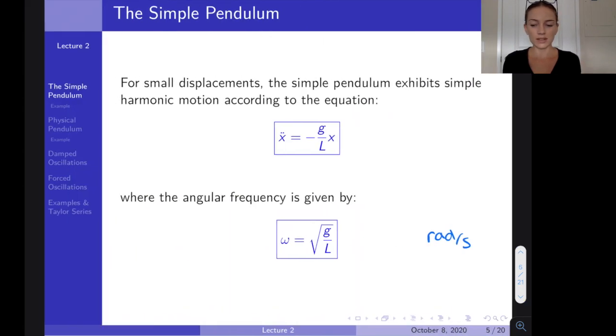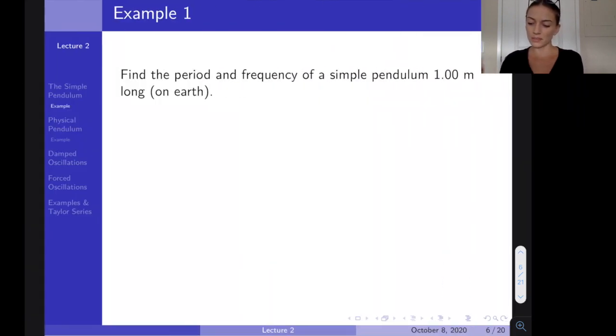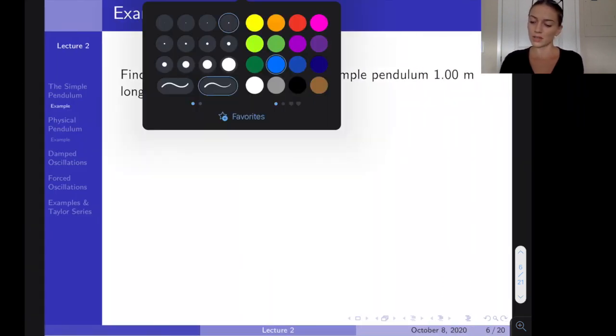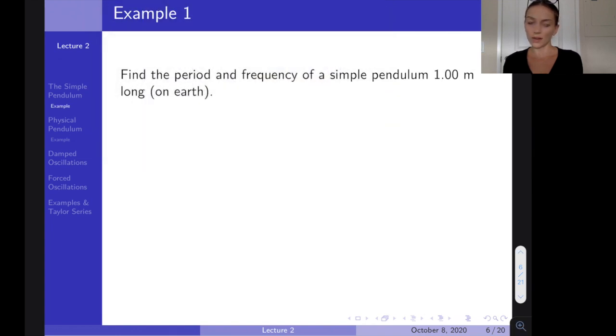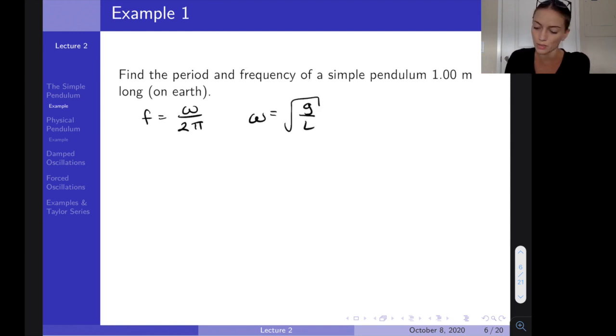All right, so let's just do a very simple example with our simple pendulum. We want to find the period and frequency of a simple pendulum that's 1 meter long on Earth. So the period and frequency, it might be a little bit easier to do the frequency first. So remember, the frequency is omega over 2 pi. And here omega is the square root of g over L. And then we just divide this by 2 pi.